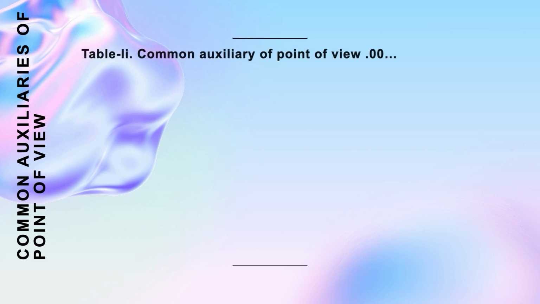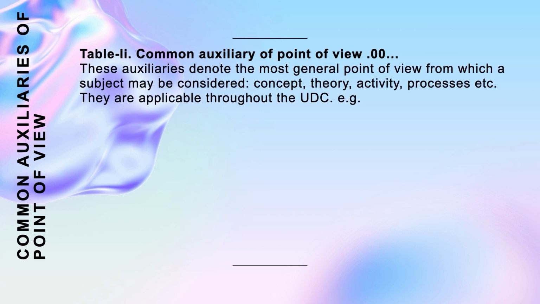Next one is the common auxiliaries of point of view. This is basically the dependent common auxiliary in UDC, because this auxiliary cannot exist on its own. It requires a main UDC number to attach to. This auxiliary denotes the most general point of view from which a subject may be considered, that is concept, theory, purpose, activity, process, etc. They are applicable throughout the UDC main numbers. Okay. Then you see the example.